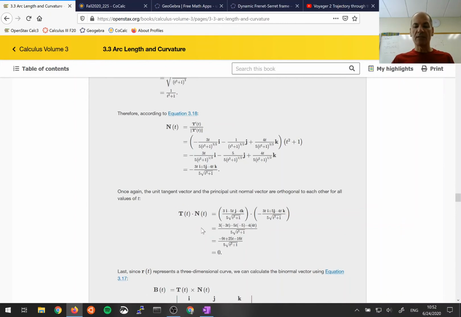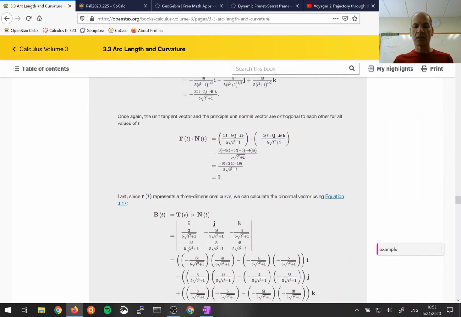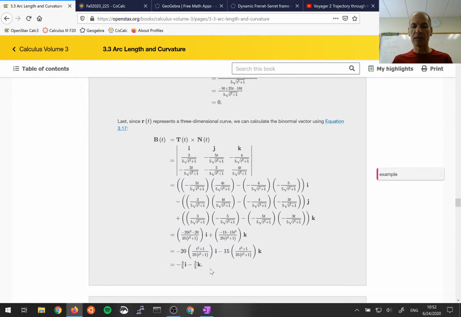And then finally, B is T cross N, and here you see the authors using the familiar determinant approach to computing the binormal vector. And brilliantly, this binormal vector simplifies dramatically. So here you have the tangent vector along the curve, you've got the normal vector along the curve, and finally you've got the binormal vector along the curve. And remember the right-hand rule. Put my fingers in the direction of the tangent vector, palm towards the normal vector, thumb goes in the direction of the binormal vector. So it's a right-handed, tiny little coordinate system, T, N, and B.